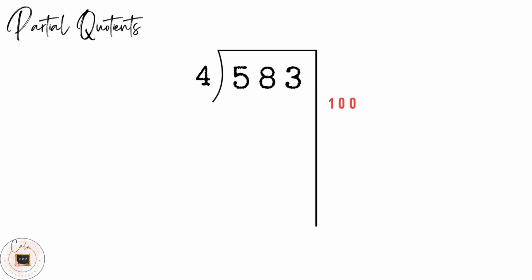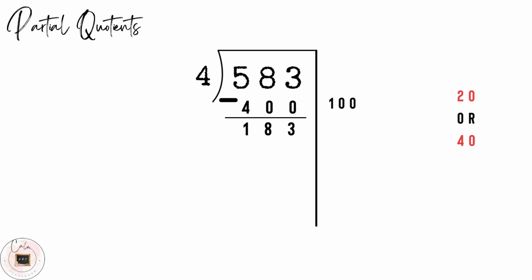Add your friendly number to the right of the vertical line, right under your dividend. Next, we multiply 4 times 100, and we get 400. We add that right under 583, our dividend. Next, we need to subtract 583 minus 400. I think I can do that in my head. We get 183. Now we're going to start the process all over again.